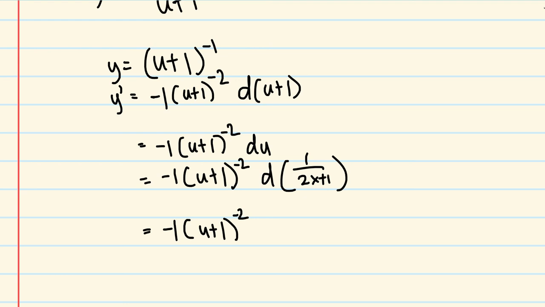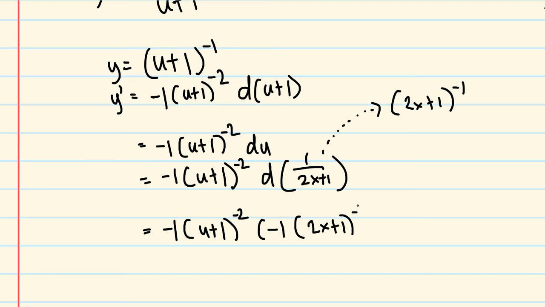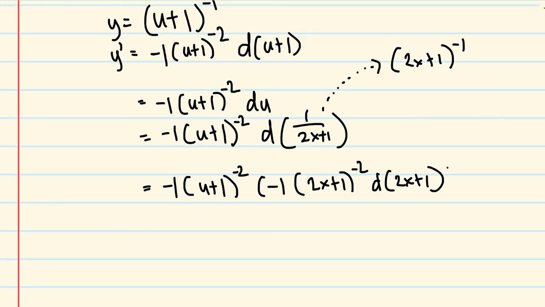What is the derivative of this? So you will use it again. Just note here that this is (2x + 1) to the negative 1. So what will happen is we will multiply negative 1 and (2x + 1) to the negative 2, and then the derivative of 2x + 1. We will simplify later.